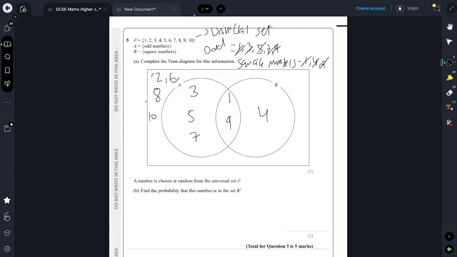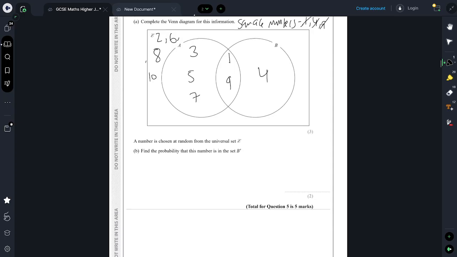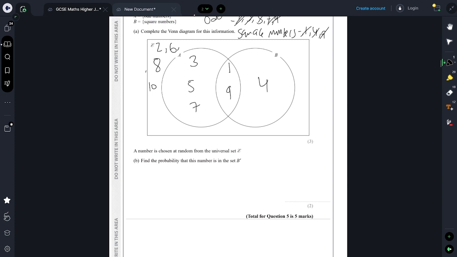So this is a way of representing the numbers in these lists. You can see which numbers are odd, which numbers are both odd and square numbers, which one's just a square number, and which one is neither. But you have to include all of them because it's universal, right? All the numbers have to be included. So that's just a rundown of what Venn diagrams are and how to fill them out. That's 3 marks, nice for that.